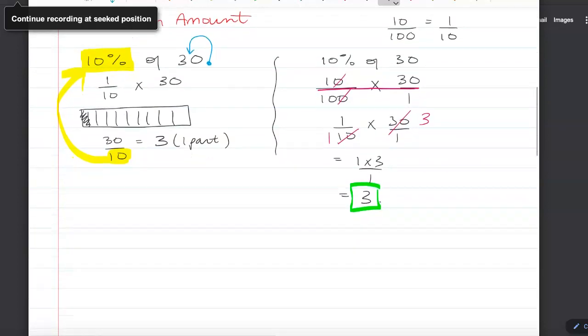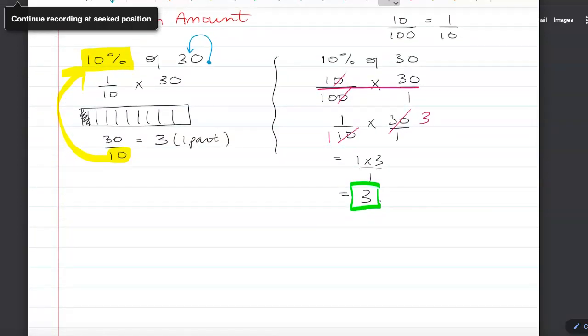Now we know 10% of 30, it'd be really easy for us to find 20% of 30. Because we know 1 part, or 10%, is 3, 20% would just be 2 lots of 3, so that would be worth 6. 40% of 30 is just going to be 4 lots of the 10%, which would be 12.